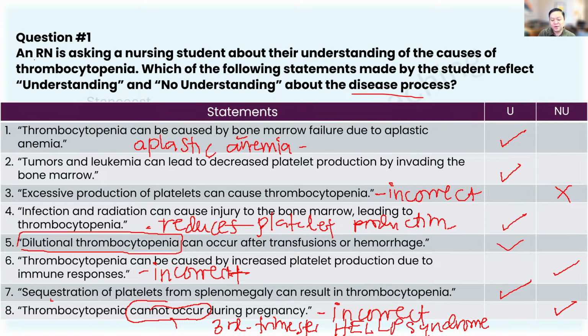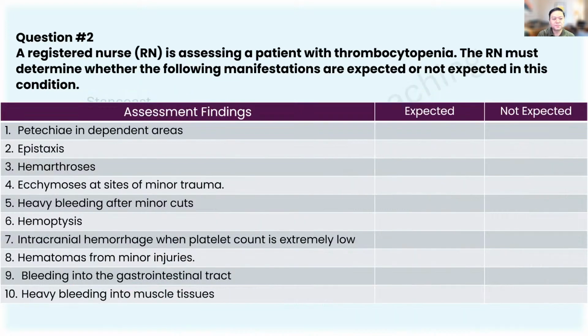Well, there's more. Let's move into test item number 2. Here you go. Question number 2. A registered nurse is assessing a patient with thrombocytopenia. The RN must determine whether the following manifestations are expected or not expected in this condition.